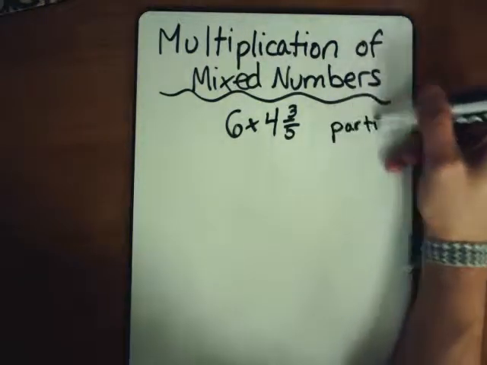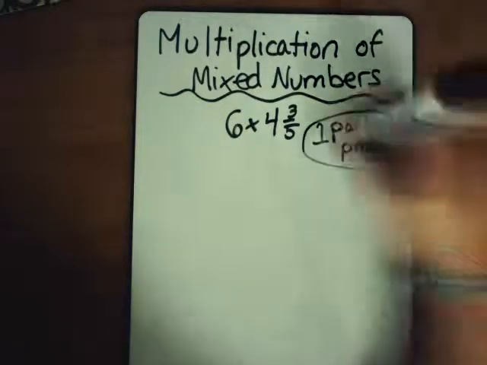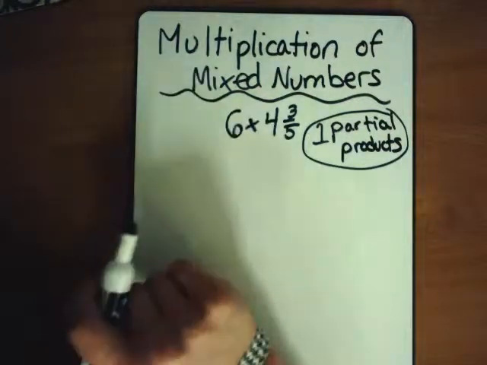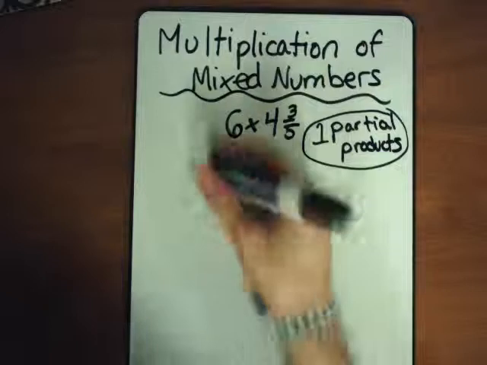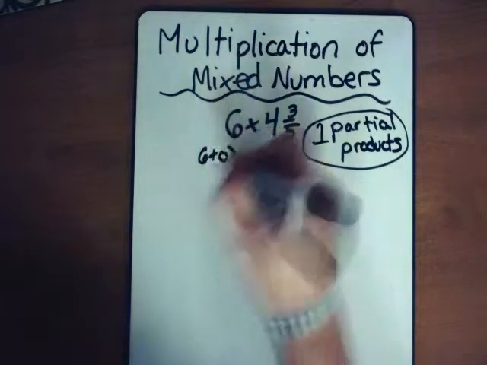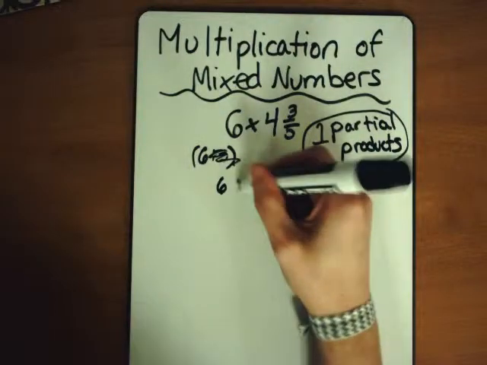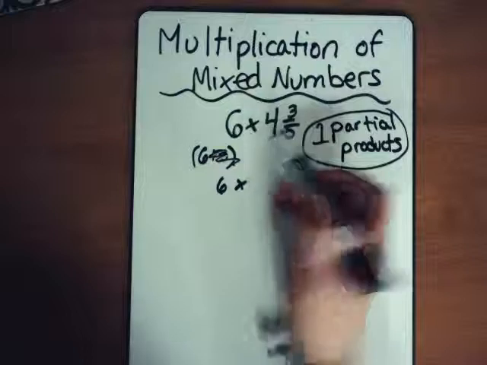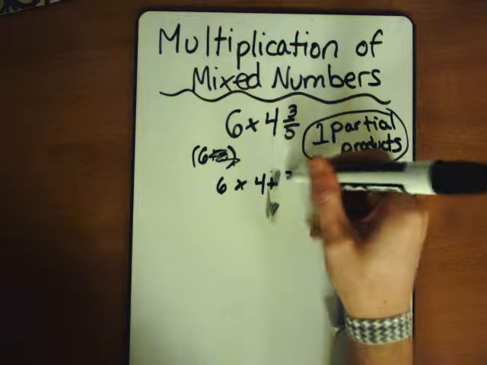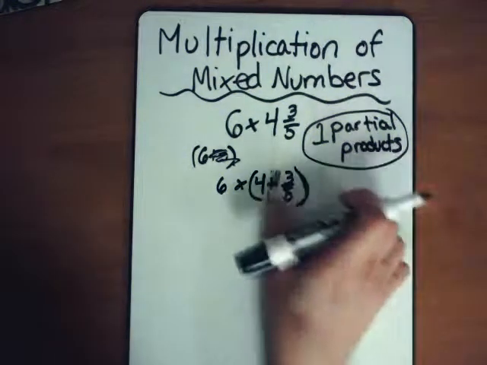So that's method 1. Okay, so you need to think about how you can rewrite this so that we've got partial products. So I would write this as 6 plus 0, right? Which I don't really need to do the 0 part. So I just have 6. And then I'm multiplying by 4 plus 3/5. Oops. 4 plus 3/5. So go ahead and write along with me in your notebook.